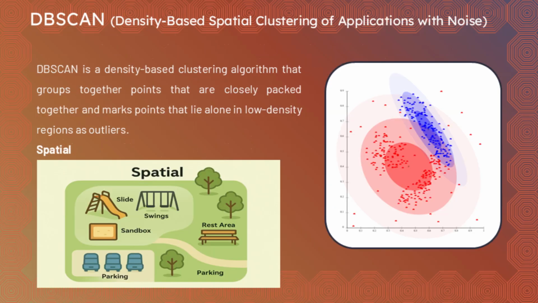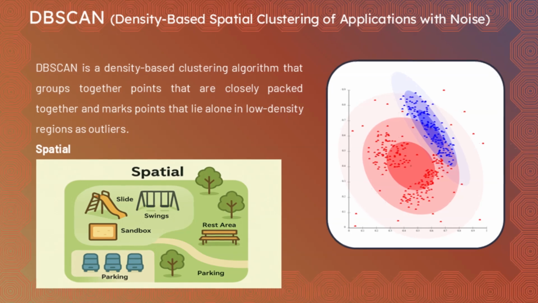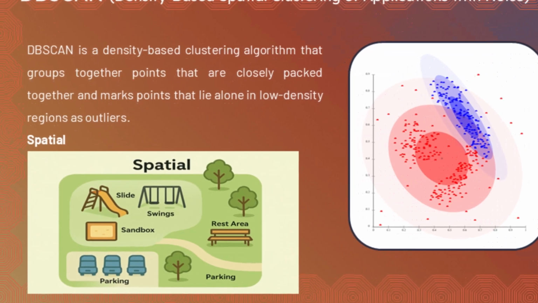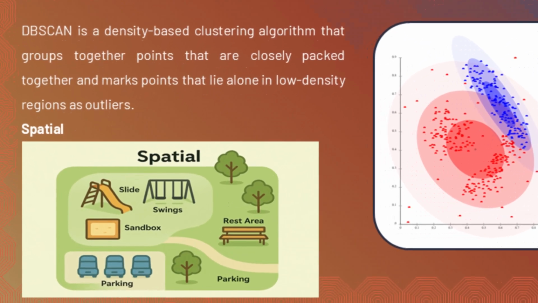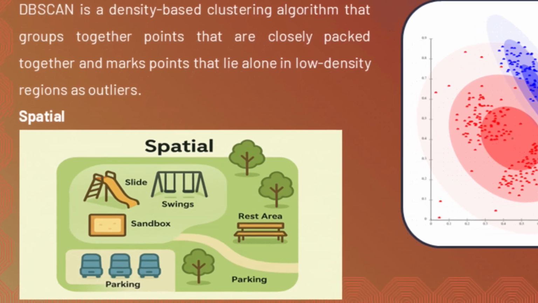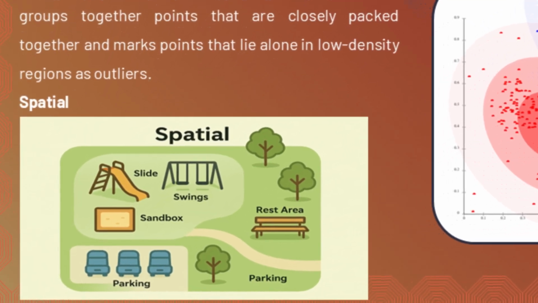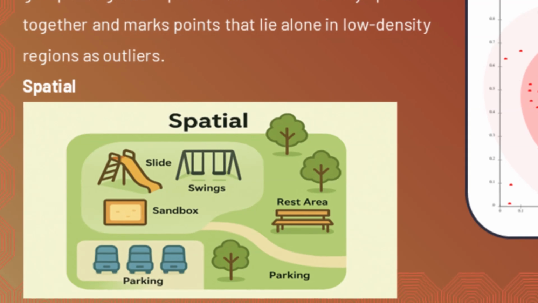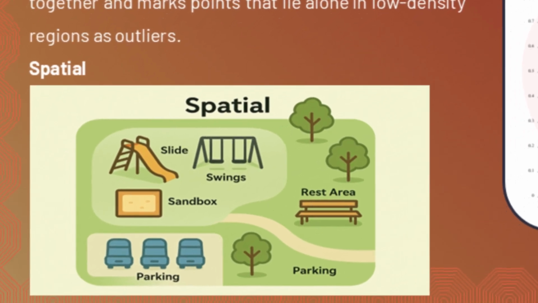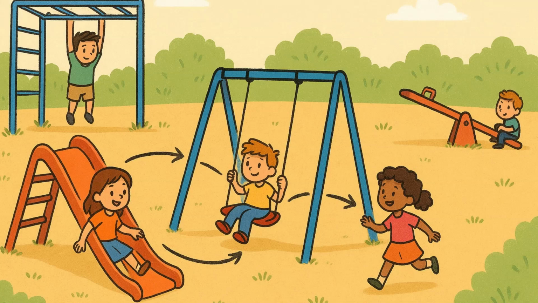Spatial refers to how things are arranged in space, their position, distance, and relationship to one another. Imagine you're at a playground. There's a slide, some swings, a sandbox, trees, a rest area with benches, and a parking lot nearby. The slide might be close to the swings, but the sandbox could be farther away. The trees offer shade near the benches, while the parking lot is placed at the edge of the playground. You'll notice that people tend to move between the slide and swings because they're close together.